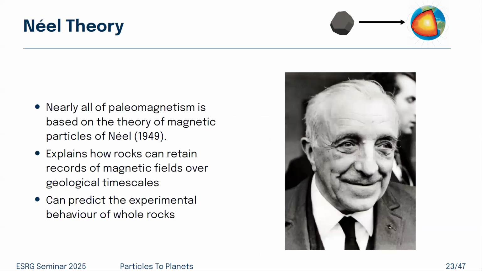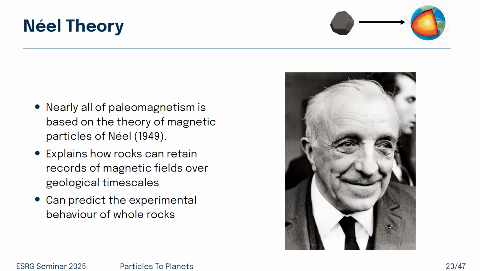So this was done in 1949. Nearly all paleomagnetic experiments are based on this theory of magnetic particles that was developed by a French physicist called Louis Néel. Here he is in 1970, winning a Nobel Prize for this work. This is a really, really powerful theory because it explains how rocks can retain their records of magnetic fields over millions to billions of years. It can also predict the experimental behavior at short time scales as well. It's a very flexible model.